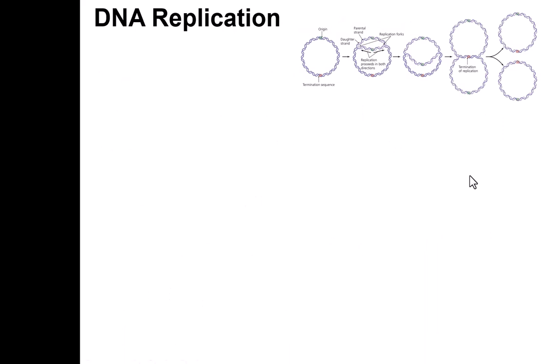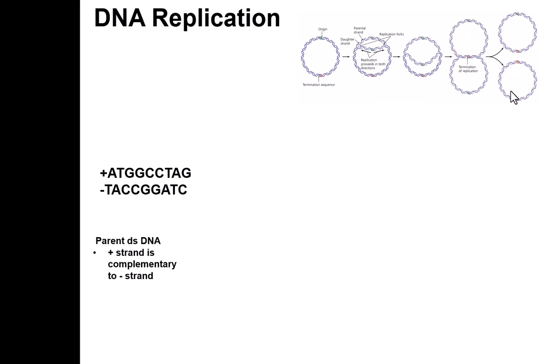So this is an image that you've seen in chapter 7 of the textbook showing you a circular bacterial chromosome, and as it's double-stranded DNA, as a result of replication, you get two double-stranded DNA molecules in the form of these circular chromosomes. It's hard to tell from this image, though, that they're identical because you can't see the sequences. So what does this look like if we use actual sequences?